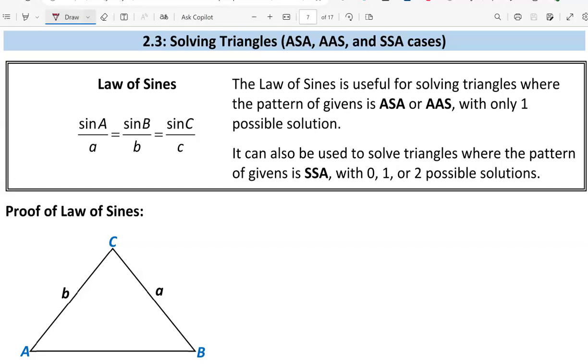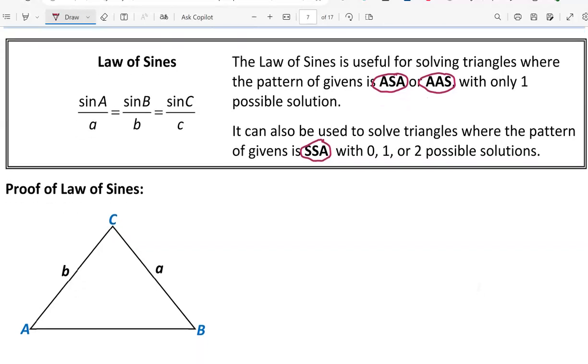Okay, in this lesson we're going to use the law of sines to solve triangles. The pattern of givens when you use the law of sines to start solving is going to be either angle-side-angle or angle-angle-side, with only one possible solution. And there's another case, the SSA, which is side-side-angle. This will give us 0, 1, or 2 possible solutions.